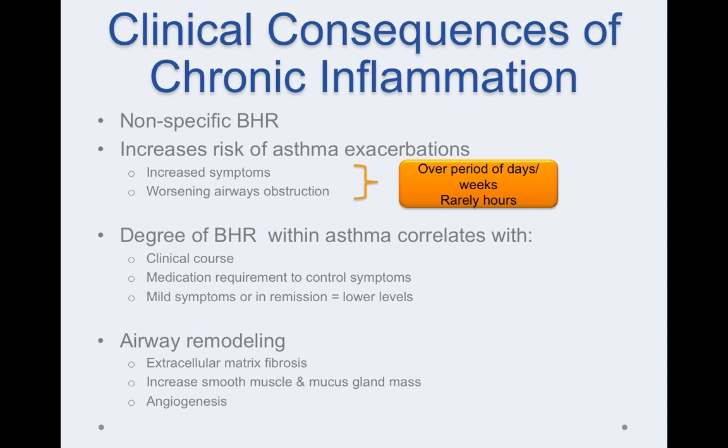Airway remodeling can also occur with chronic inflammation, and this causes extracellular matrix fibrosis and an increase in smooth muscle and mucus gland mass, as well as angiogenesis.